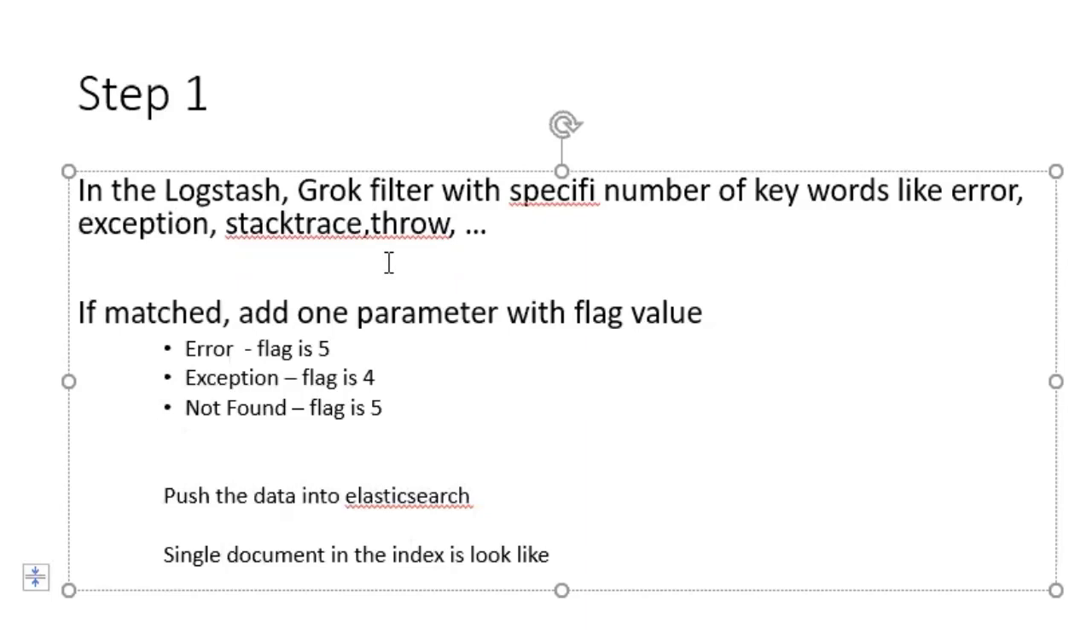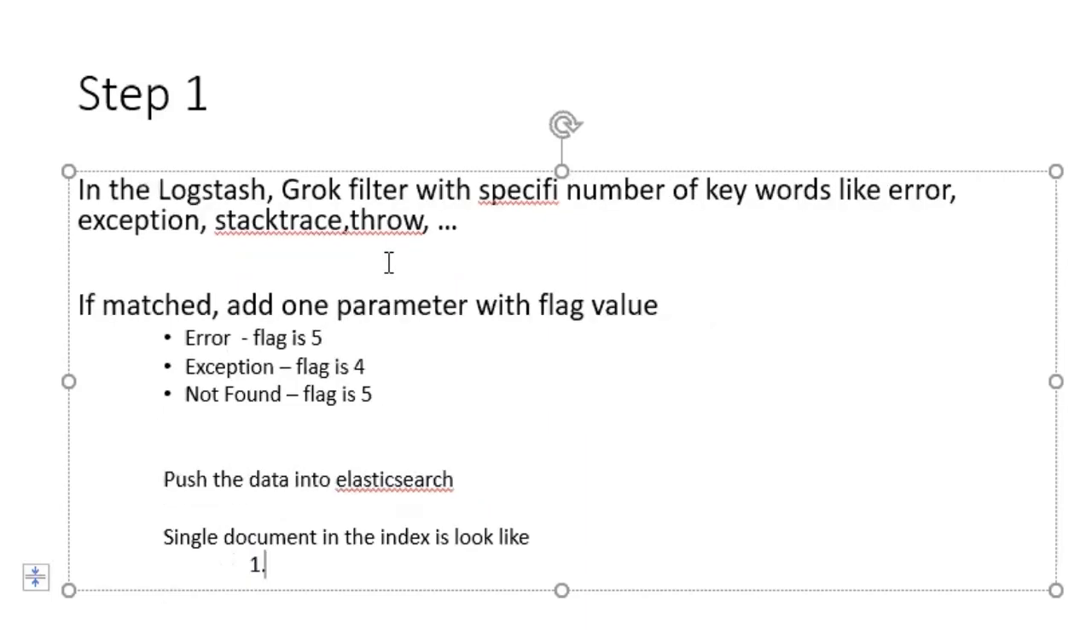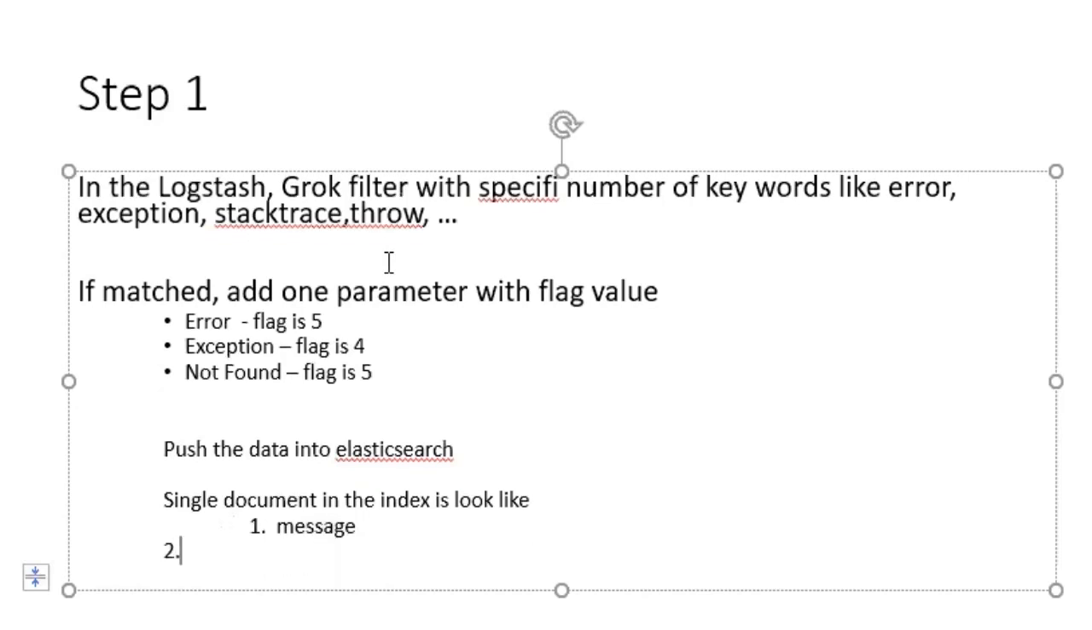It has two things. One is a message, the real content, and then another one is the flag. It is an error flag. We make it as an error flag. So these two you will get in the single document. So this is the very first step you need to do for log keyword based alert.